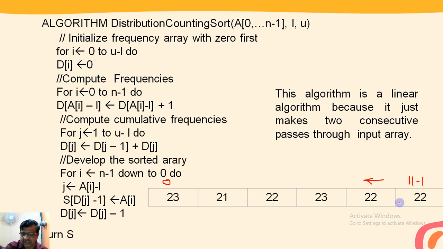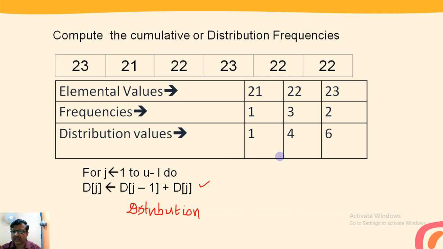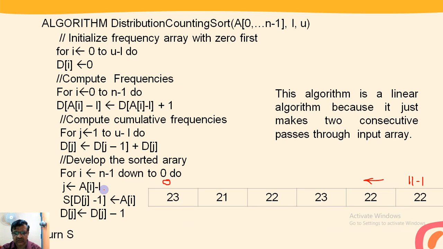A of I is 22, 22 minus L is 22 minus 21, that is 1. Okay, J equal to 1. So D of 1, what is available to us is 4. So 4 minus 1. What to do with 4 minus 1? For the simple reason that the counting starts from 0. So 4 minus 1, 3.